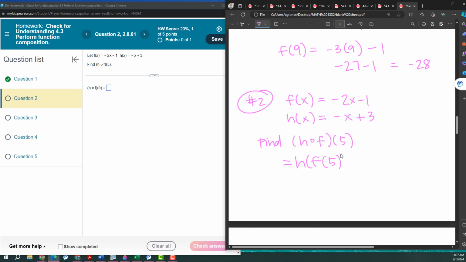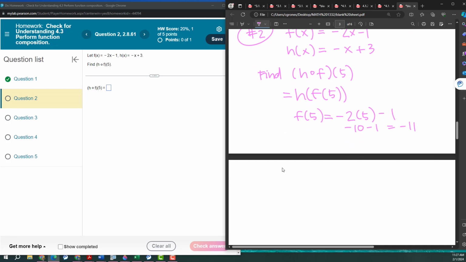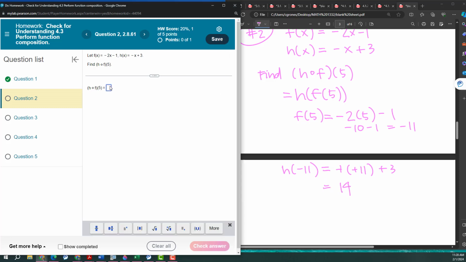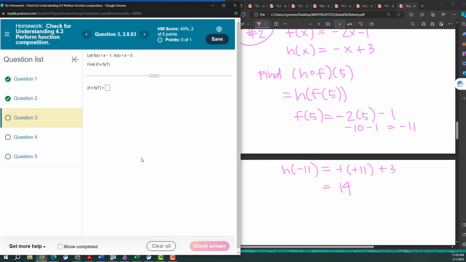So we are going to find f of 5 first. So that is going to equal negative 2 times 5 minus 1. So I've got negative 10 minus 1, which is negative 11. I'm going to input this into our h of x. So h of negative 11 equals negative times negative 11 plus 3. So this becomes positive, and this equals 14. Positive 14. All right, and that is all from this homework.